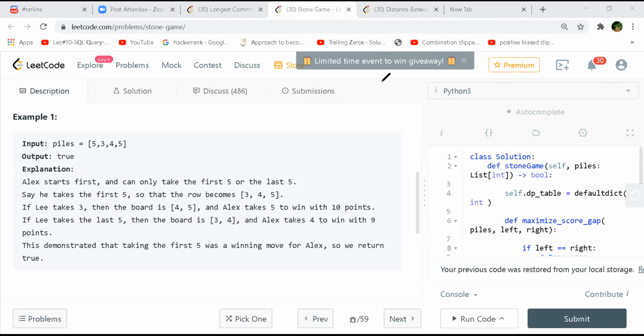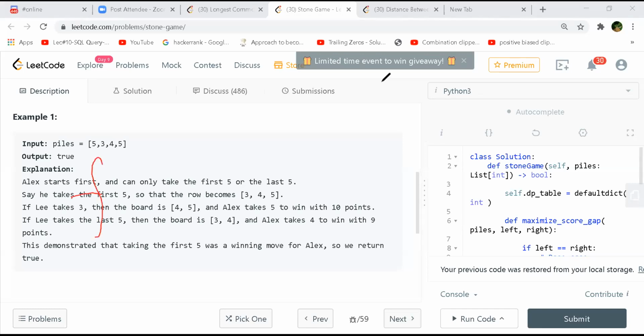But it all depends on how he played in the previous cases, and whether he allows Lee to always pick the minimum. So you will have to explore all the possibilities, from both the ends, for both the players, and therefore it will turn out to be a DP solution, because there might be overlapping subproblems in this case.